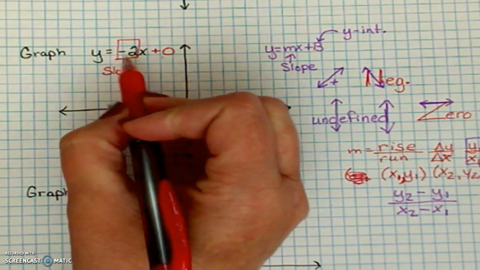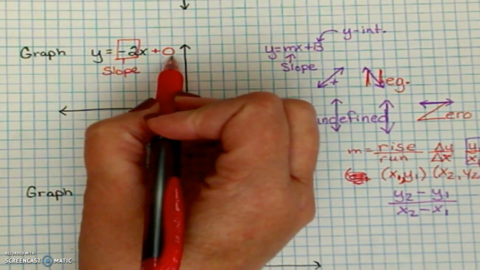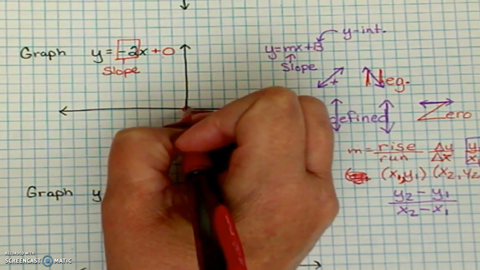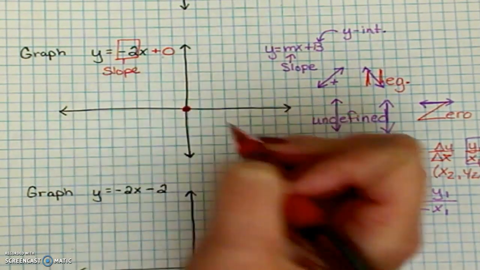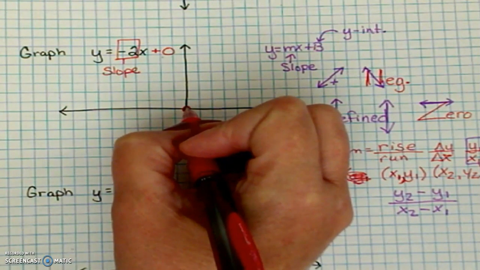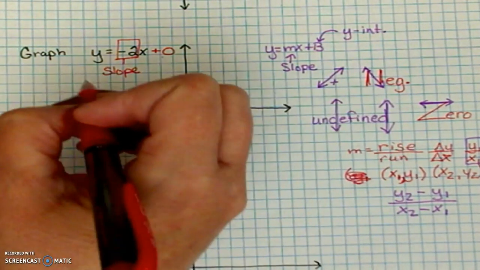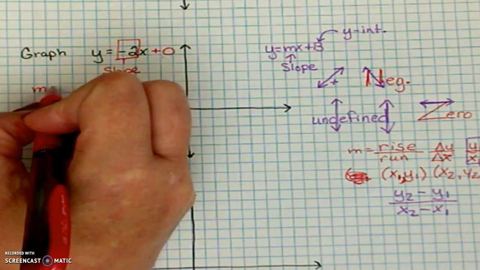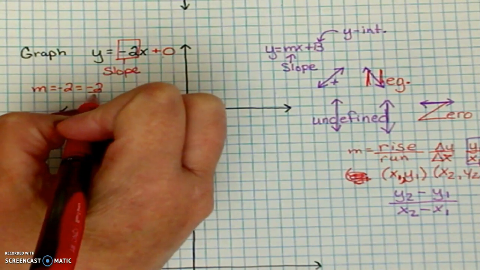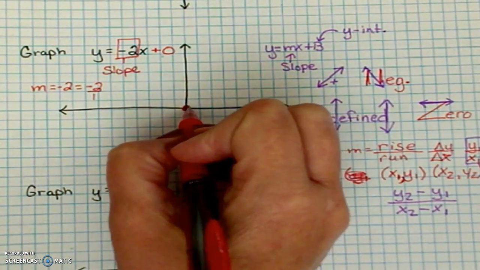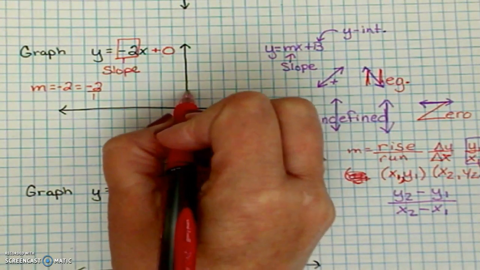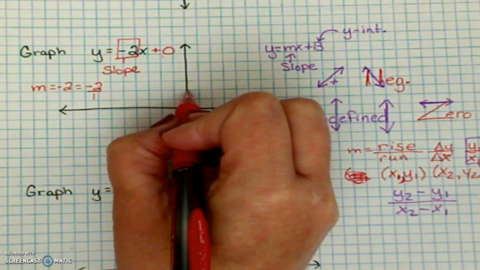But if I were to ask you to graph this, I have a y-intercept of 0, so we're going to begin there. So we do put a point at that y-intercept, and from that point we're going to count our slope. So if I look at a slope of -2, if I write that as a fraction, that's -2 over 1. So from your y-intercept, you're going to rise 2, so I go up 2, and I'm going to run 1.